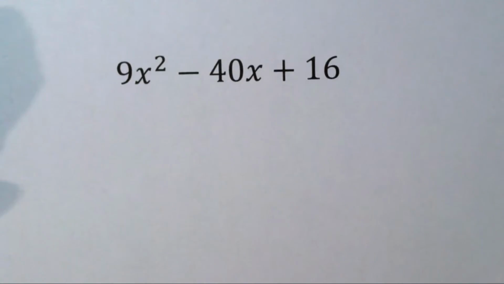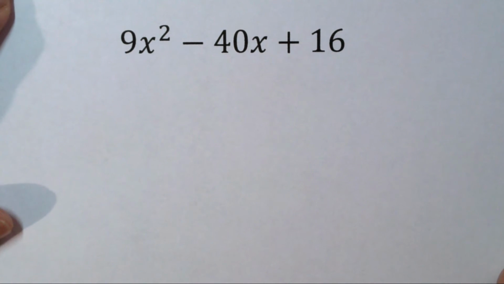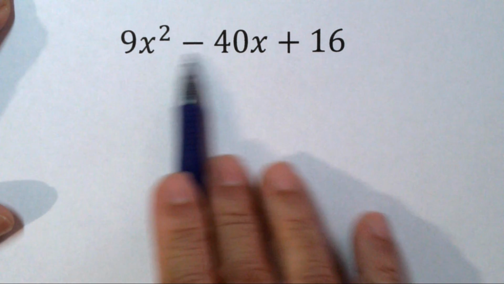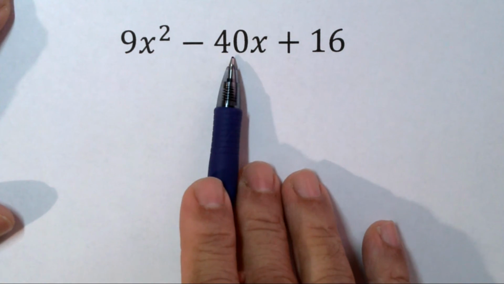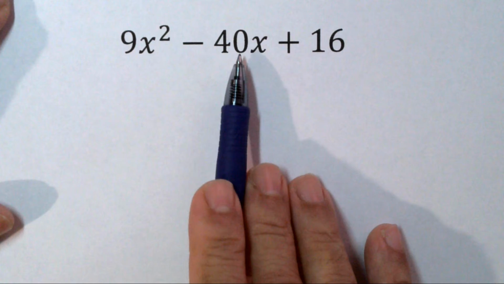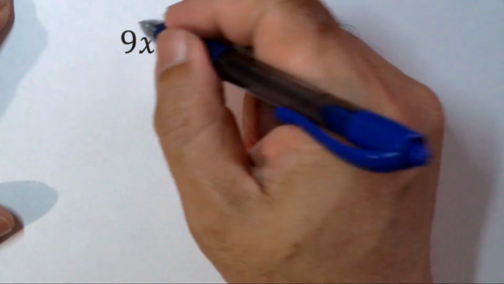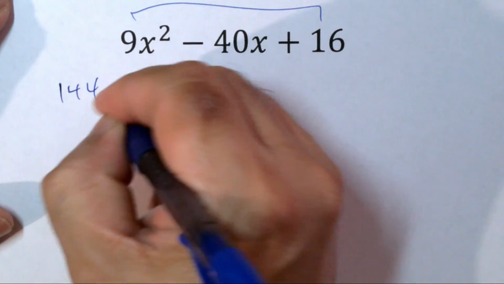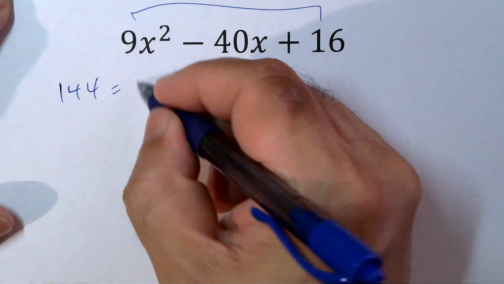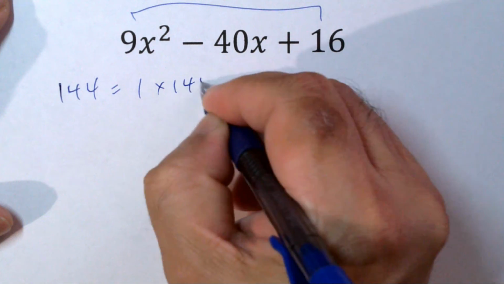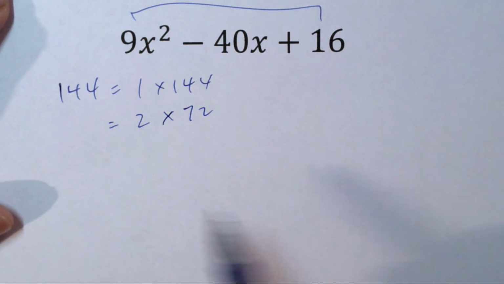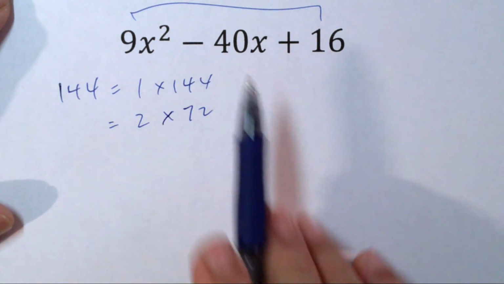9x squared minus 40x plus 16. All right. So does 3 or 9 go into all of these? No, 9 doesn't go into 40 or 16. 3 doesn't go into 40 or 16. Okay, so multiply. 9 times 16 is 144. 1 times 144? No. 2 times 72? No. Right. I'm trying to get a 40 out of it.